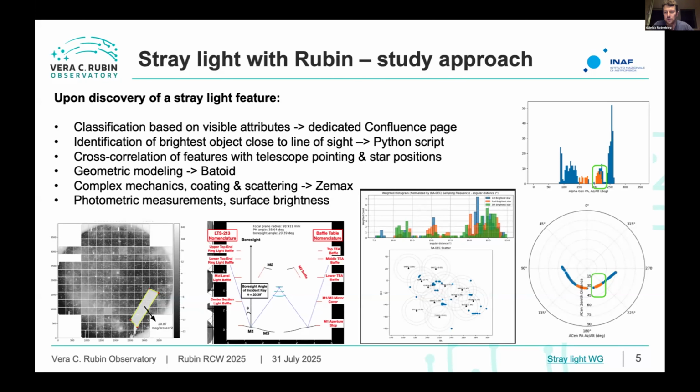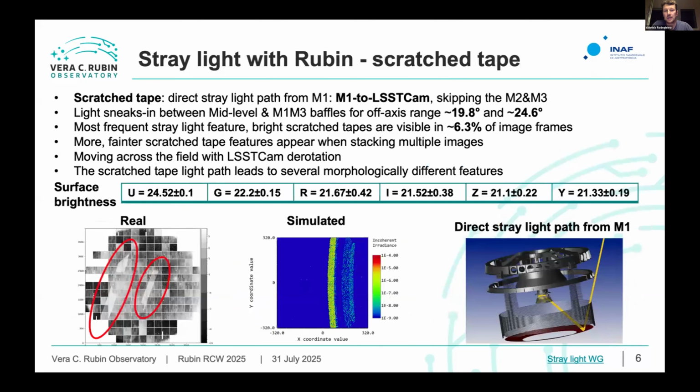And here is an example of all these tools that we have put in place. I want to show you a few examples, and I don't have the time to dig into all of them, but I will show you the most prominent ones, starting from the so-called scratched tape, which is by far the most frequent stray light pattern that we observe. It is related to a direct path from the M1, as we say. It is basically a stray light reflection, as you see here on the right, that sneaks in between two baffles of the TMA, is reflected off the M1, and enters the camera, bypassing the reflection onto the M2 and the M3.